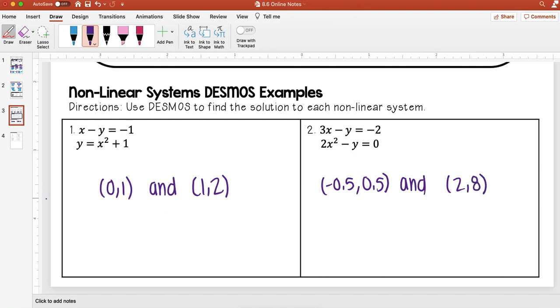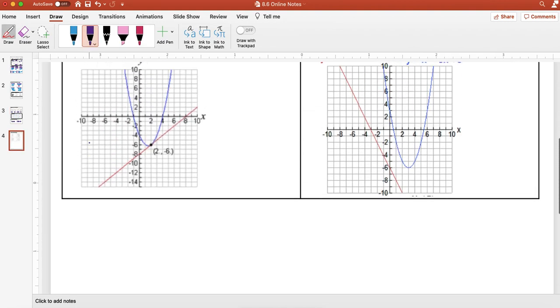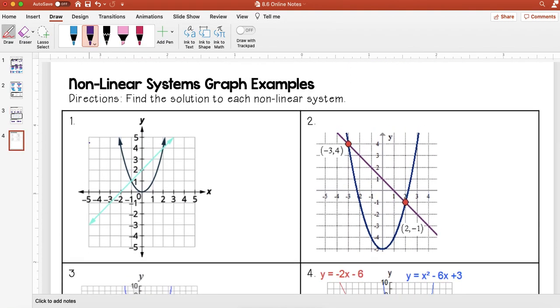So that's when you're just given the system. You can just use Desmos to find the solutions. And then here, they actually just give you the graph, so you just need to recognize where it is.